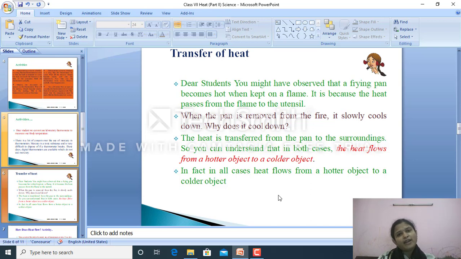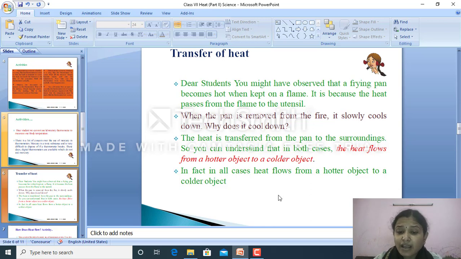Now if you switch off the gas stove, take the pan off the burner and keep it down, it will become cold. Why? Because again heat is transferred, this time from the pan to the surroundings. This is how the transfer of heat takes place.